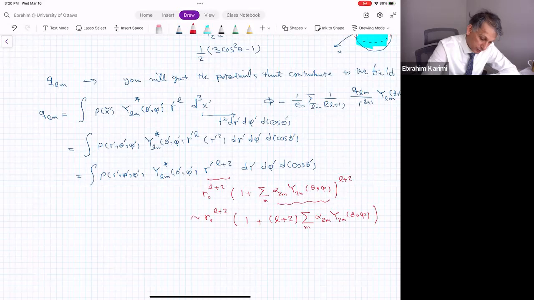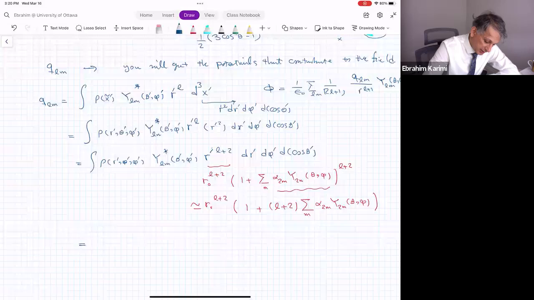So the QLM that appears has two contributions. The first one will be integral of rho of r prime, theta prime, phi prime, YLM of theta prime and phi prime, R0 power of L plus 2, which is a constant, by the way.